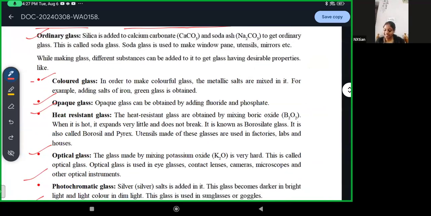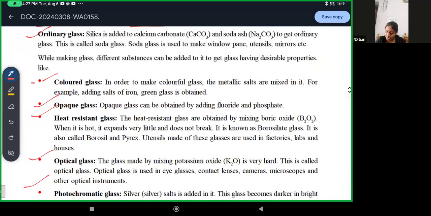So silica is added to calcium carbonate, CaCO3, and soda ash, that's Na2CO3, to get ordinary glass. This is called soda glass. Soda glass is used to make window panes, utensils, mirrors, etc. That's your ordinary glass.